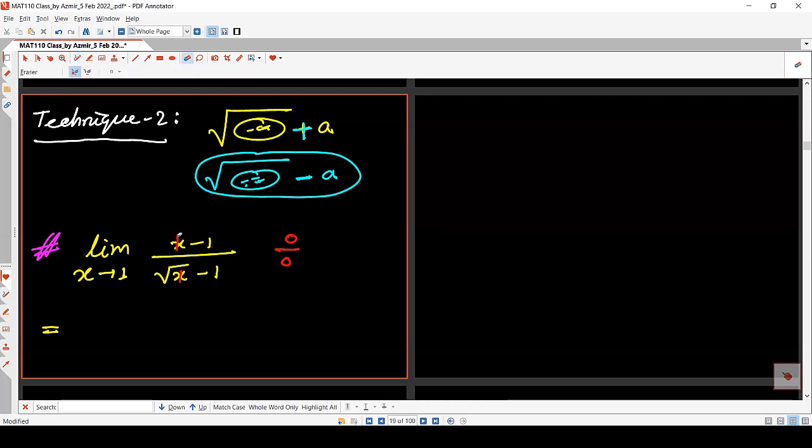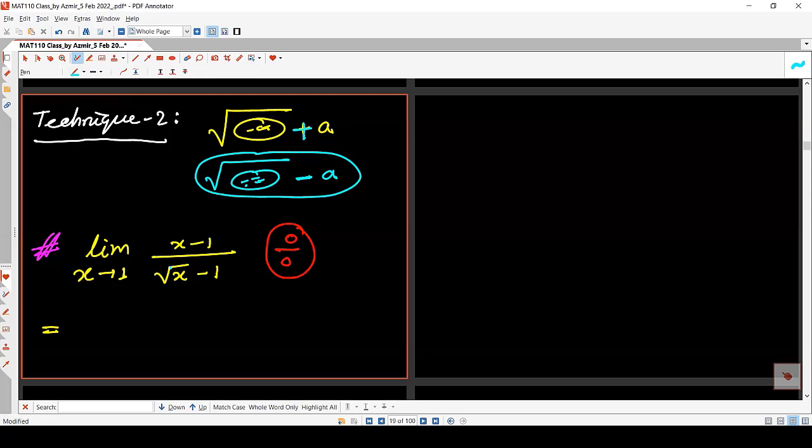But suppose it is mentioned that don't use L'Hopital's rule. Use algebraic manipulation technique to solve this. So how can we solve? It is showing at first 0 by 0, but there may be a finite value. So we need to find that. So for that, we have to multiply the opposite similar term.